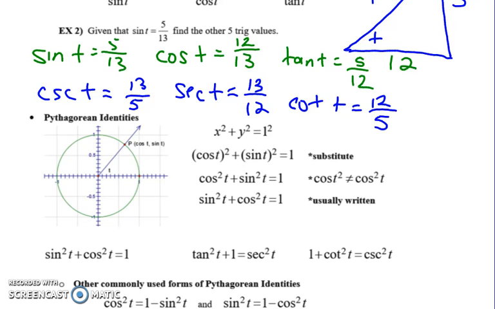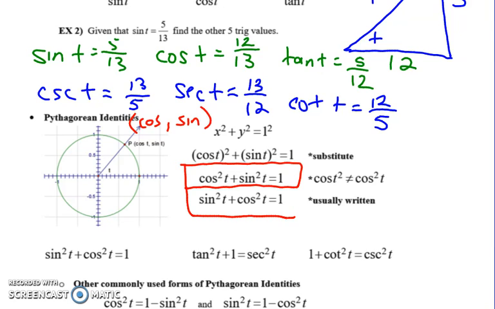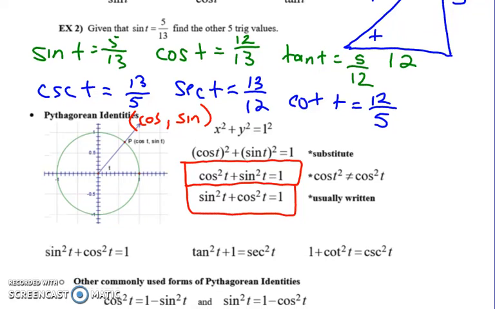So with our unit circle, you know that your points go cosine, sine. So cosine being x, sine being y. So in this case, with the Pythagorean theorem, we're replacing x and y with cosine and sine, so that we get cosine squared t plus sine squared t is equal to 1. So both of these Pythagorean identities you have to remember.